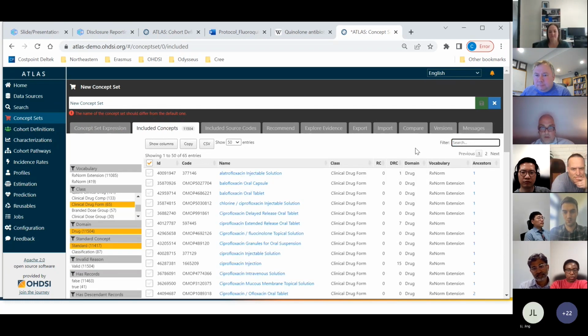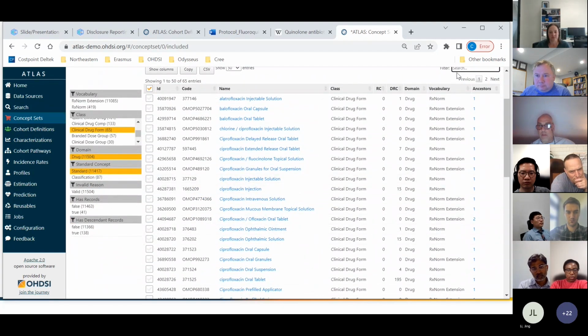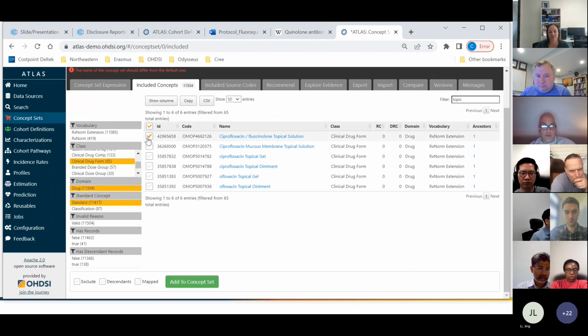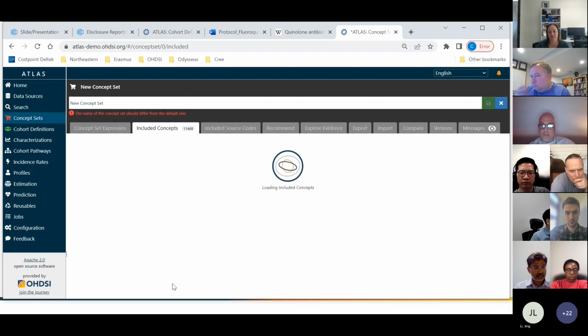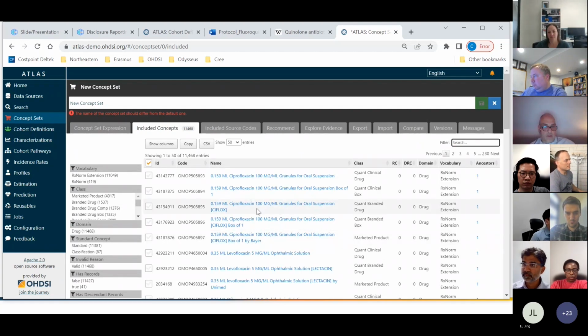So injectable is good, oral is good, injectable, topical. Let's go. There is no such a thing as topical. Click, click, click, click, click, click. Exclude descendants. Done. See if we have one more. Load included concepts. Let's take the topical away. Again, standard drug, clinical drug form, otherwise you have no chance.